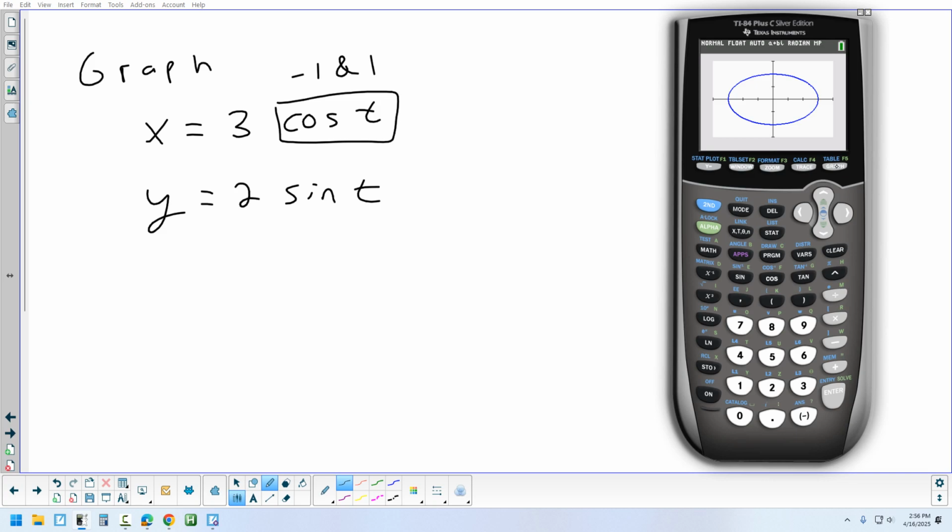So it looks kind of like an ellipse. Right? It's 3 units from the center to the edge horizontally, and 2 units from the center to the edge vertically. So kind of like a circle, but a little stretched out. And that's how you graph parametrically. Any questions on that one?